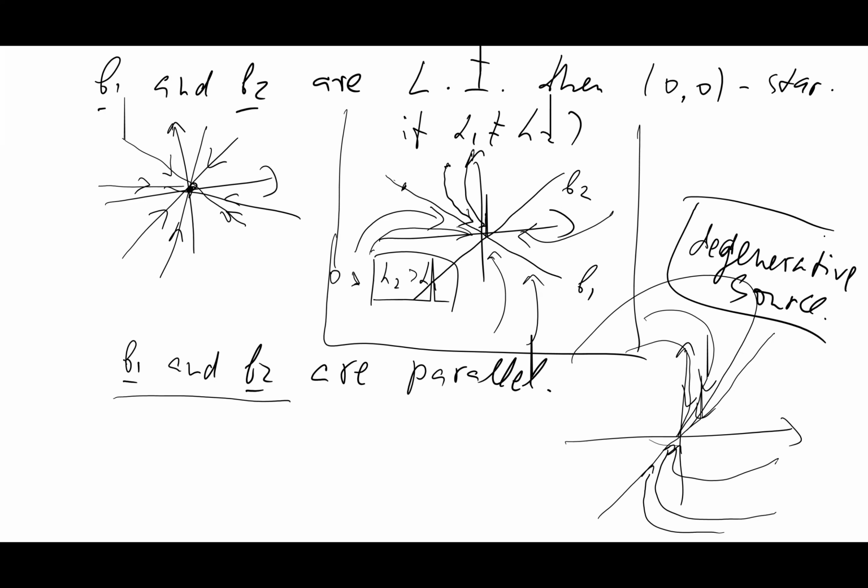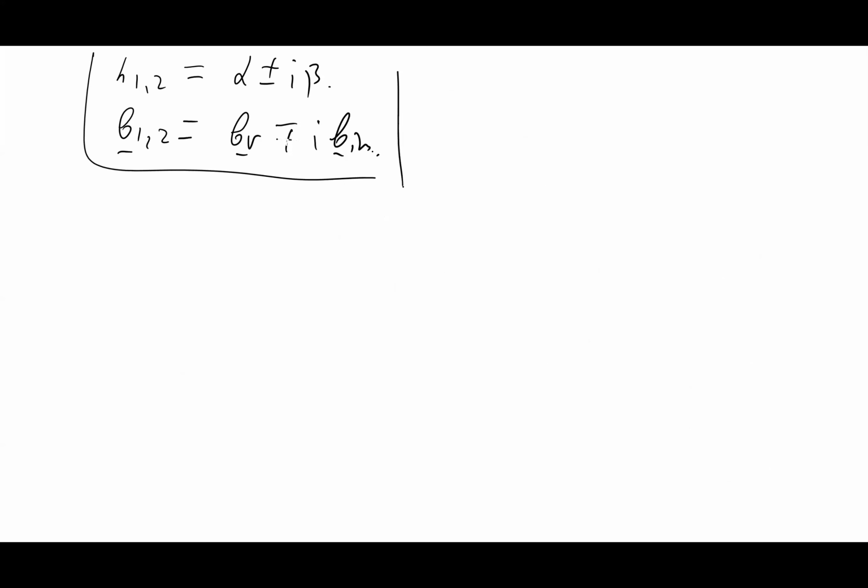Okay, and now another difficult case, when lambda 1 and lambda 2 are complex conjugates. So alpha plus minus i beta. Then B1, B2 will also be complex. It will be real, let's say, minus plus i times an imaginary part. So this is the complex case. In this case, our solutions will look different.